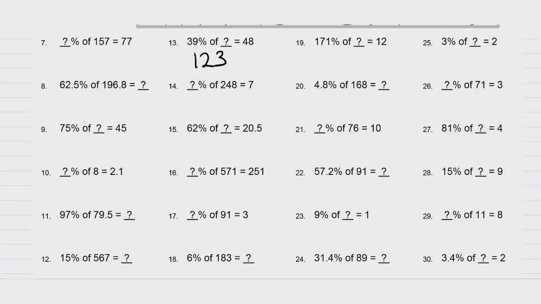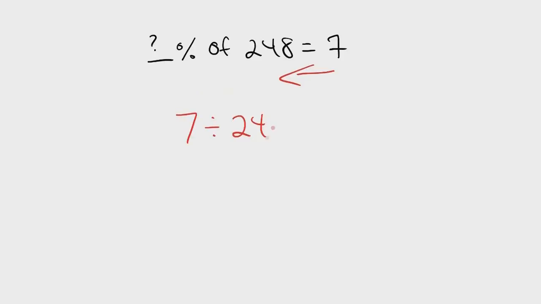Problem number 14. You have an unknown percent of 248. An unknown percent of 248 equals 7. So right away, you know this percent is going to be really small because you're taking a percent of 248 and only getting 7. That tells us it's going to be a small percent. We're going to have to work backwards, so we're going to do 7 divided by 248. And we're going to write it over here.